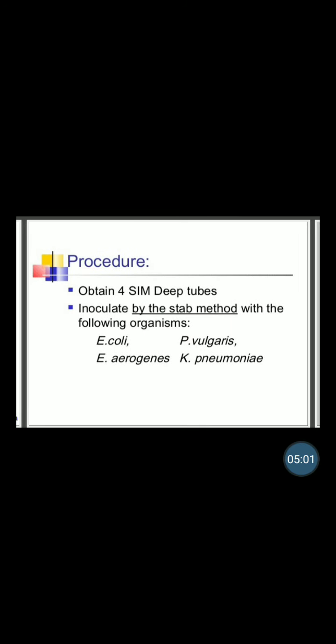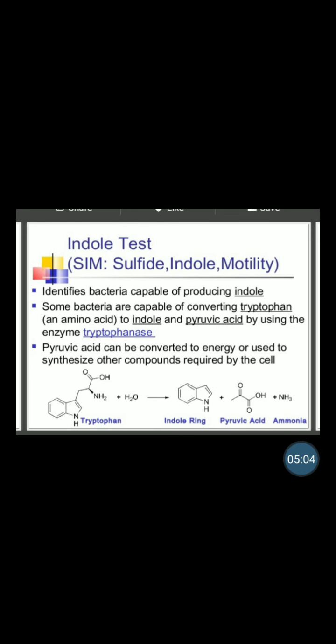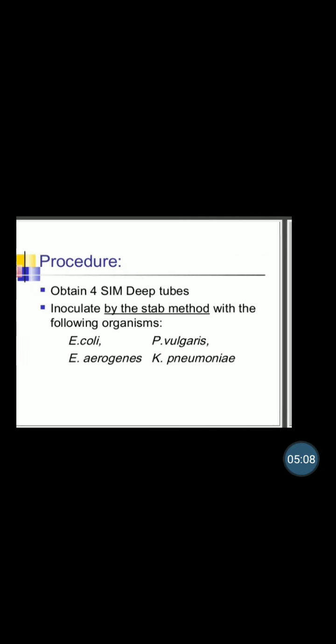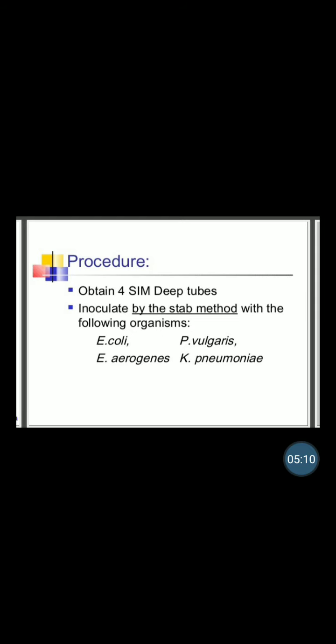Then what is the procedure? Obtain 4 SIM deep tubes. SIM deep tubes means sulfide indole motility deep tubes. Then inoculate by stab method with the following organisms: E. coli, vulgaris, aerogenes and pneumoniae. These are the 4 organisms.